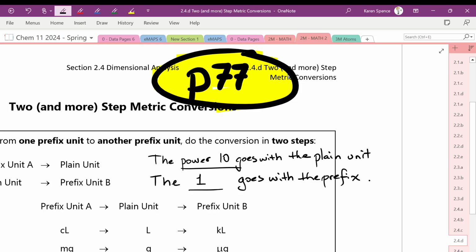The 1 goes with the prefix. Everyone, the 1 goes with the prefix. The 1 goes with the prefix. We've done 1 around the room.